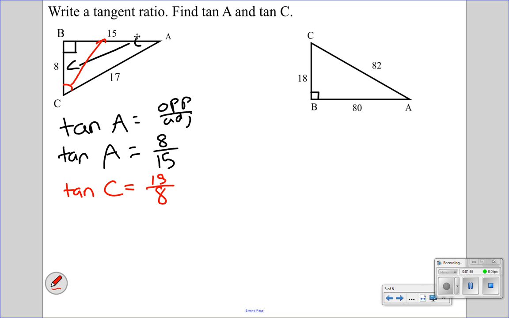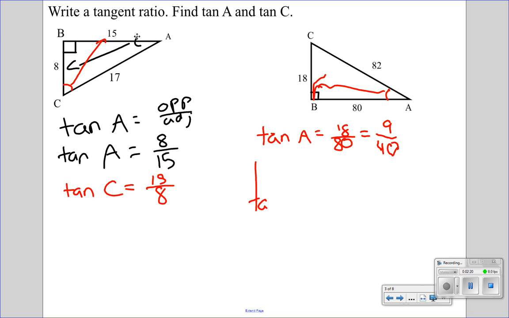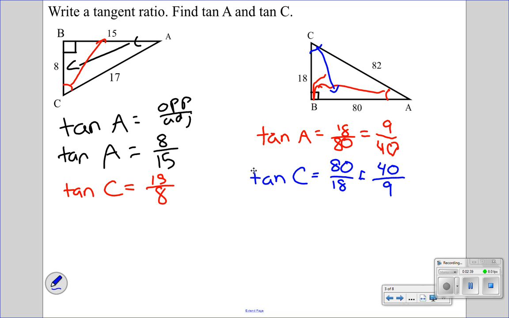Now, over here, we take our tangent of angle A, we find our opposite side, which is 18. So the tangent of A equals 18 over our adjacent side. Remember, not using our hypotenuse, so our adjacent side is 80. This can be simplified to 9 over 40. Alright, so our tangent of angle C, once again we have to start at our angle C. Our opposite side now is 80, and our adjacent side is 18. This simplifies to 40 over 9, and so our tangent of C is 40 over 9.